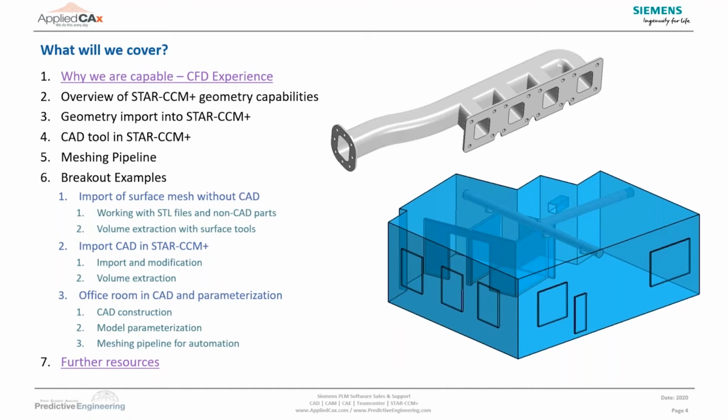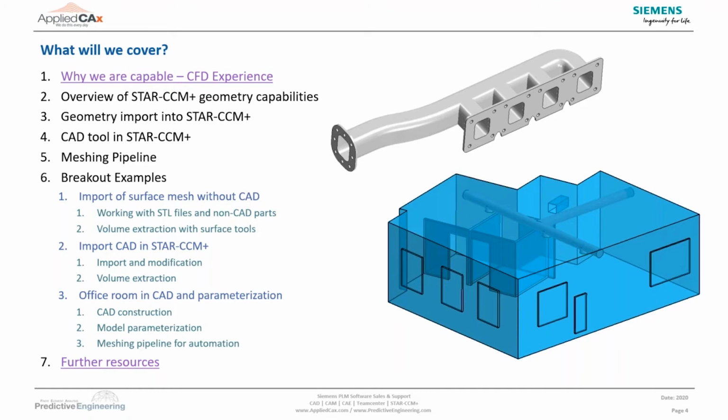First, a little bit more information about ourselves and the CFD experience that we have with Applied CAX. Then we'll dive into the geometry capabilities within STAR-CCM+, look at ways of importing geometry into STAR, and dive a little bit more into creation and manipulation of the geometry in STAR. You can do this with a built-in CAD tool that is in STAR. Also getting familiar with the meshing pipeline.